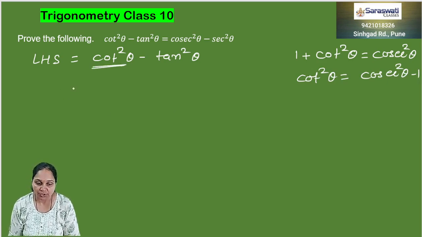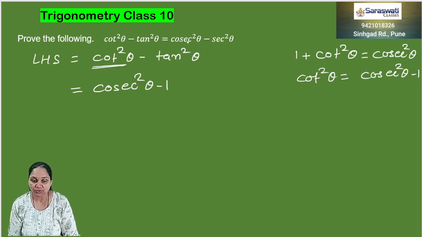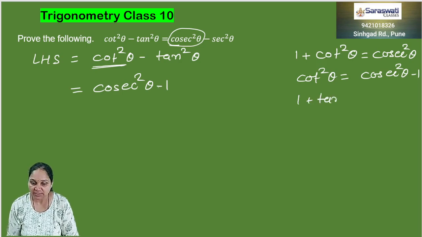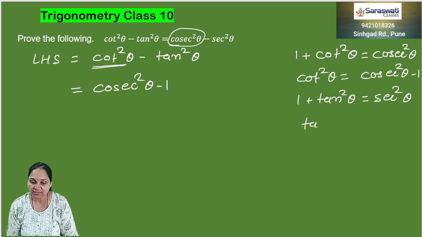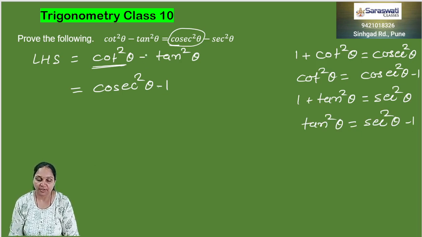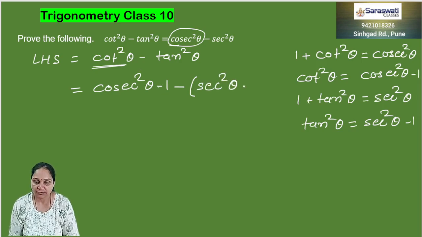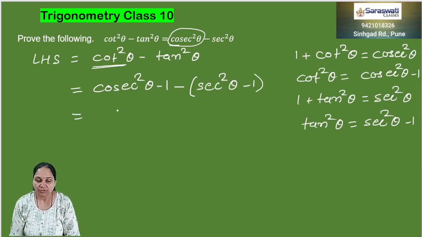That means for this cot square theta we can substitute cosec square theta minus 1, because on the right side we require cosec square theta. Okay, get the logic behind this. And 1 plus tan square theta is equal to sec square theta, and hence tan square theta is equal to sec square theta minus 1. Now here we have a minus sign in between, so this minus, and then write the value of tan square theta in the bracket, sec square theta minus 1, and now just simplify.